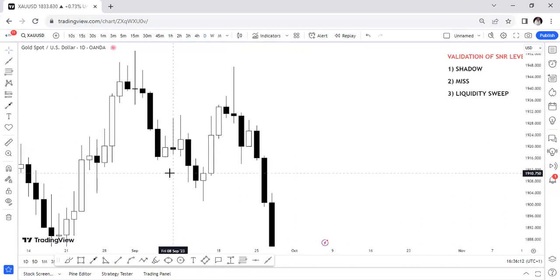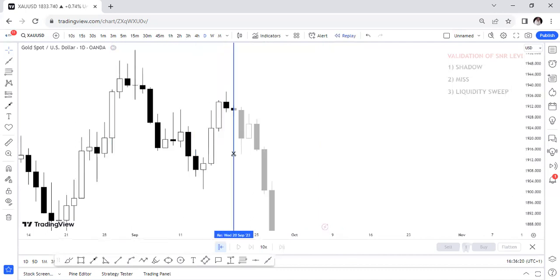So now, how does shadow validate an SNR level? If we cut out this place, for example, let's cut out this place.